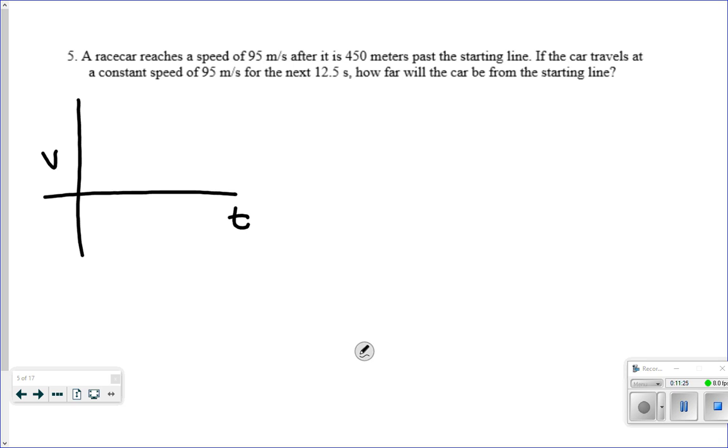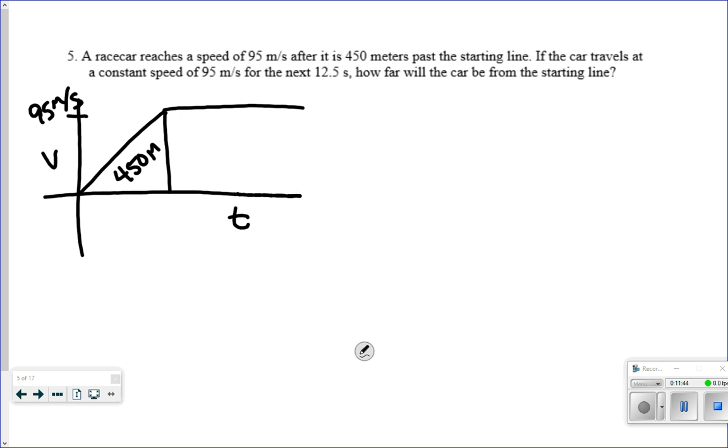But basically what this is saying, I assume I would start from rest, and then I reach the speed of 95 meters per second. And it says after it is 450 meters past the starting line, which tells me that the area of that triangle is 450 meters. And then it travels along for the next 12.5 seconds. Let's make my graph a little bit bigger. How far will the car be from the starting line?